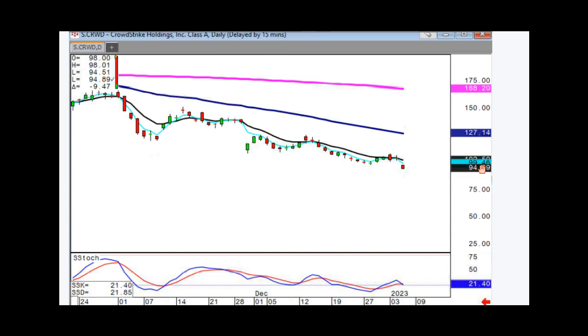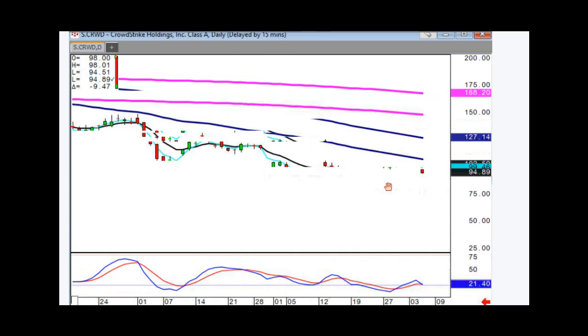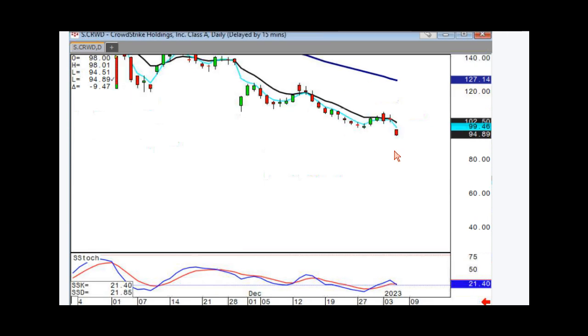Where is this one going? You can see it's in a downtrend, and now they've done a best friend gap down. I told you there's a lot of selling force. So the 50 EMA is important.